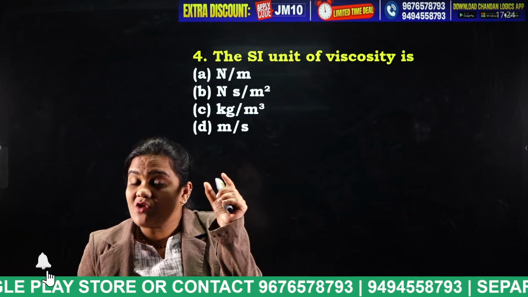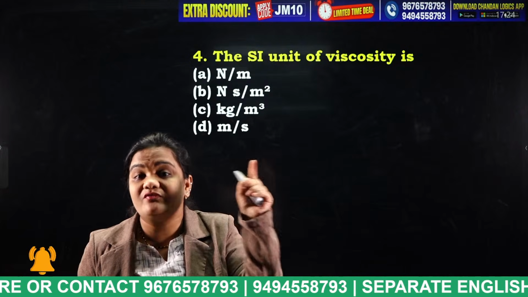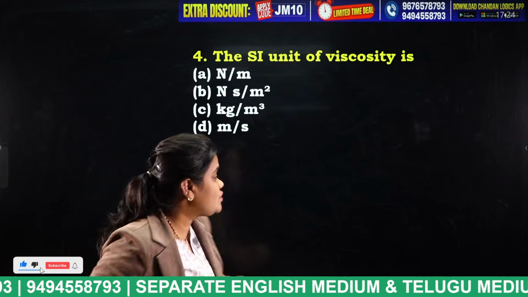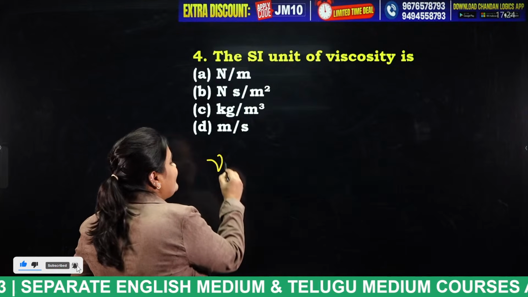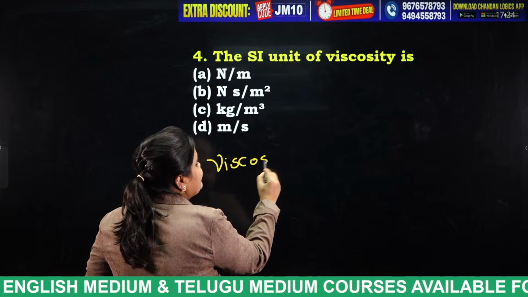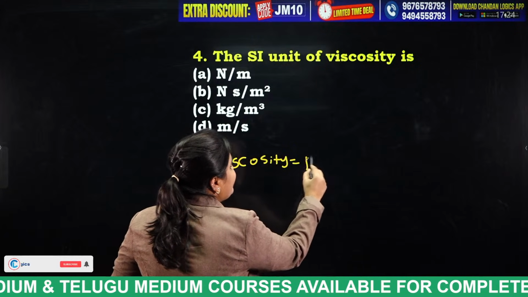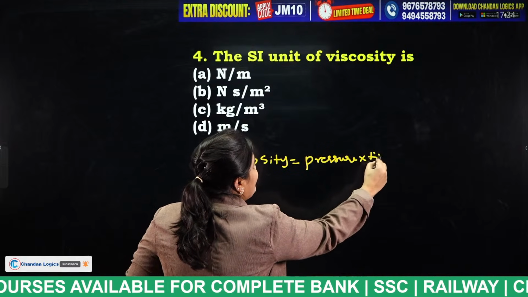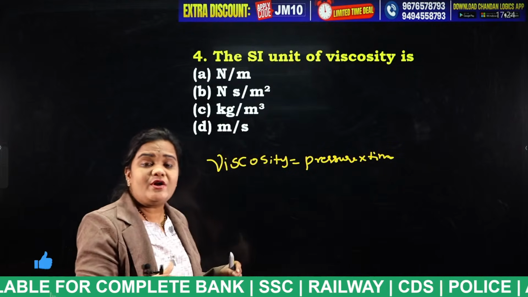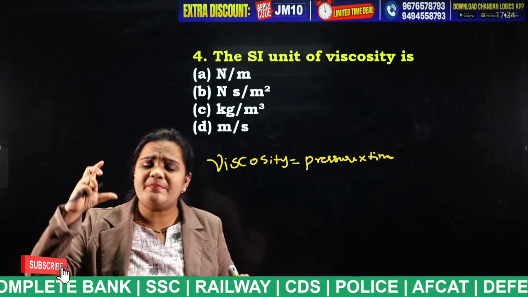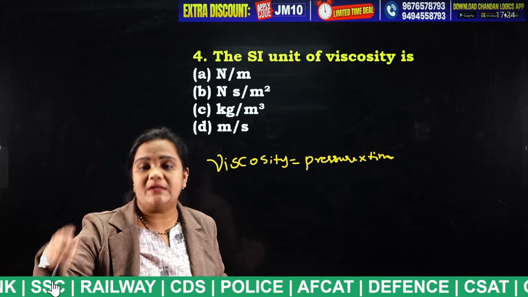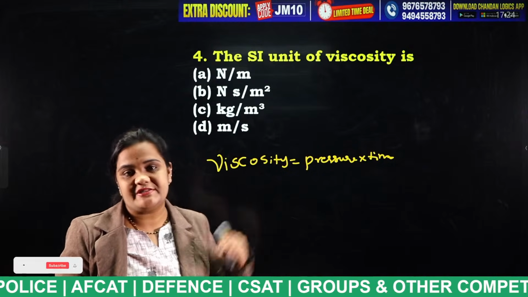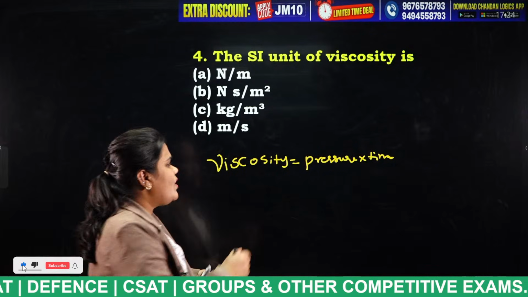And the thickness of the fluid is known as what, student? Viscosity. Okay, the thickness of the fluid is known as viscosity, and we have one formula for viscosity. Viscosity is equal to pressure into time. Okay, pressure into time. That means we are applying some pressure over a time. If we apply some pressure over a time to a liquid, that property is known as what, student? Viscosity.